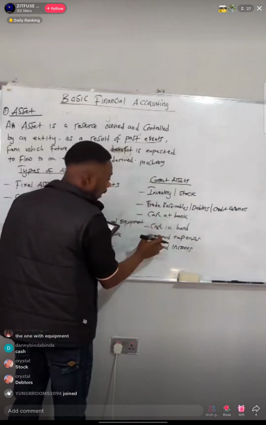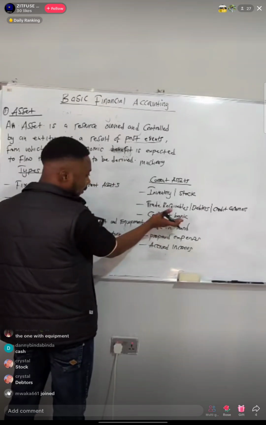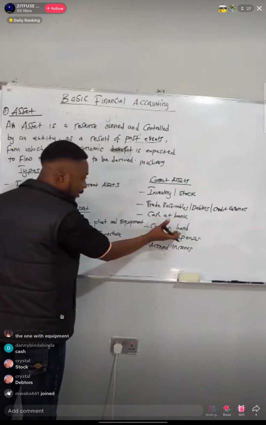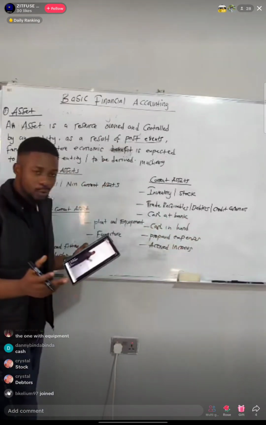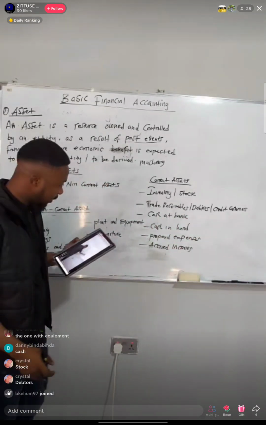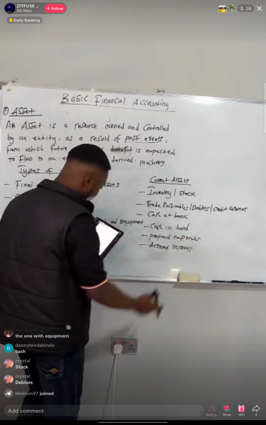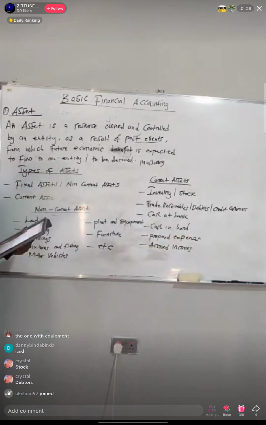And then cash at bank. This is the cash that you save at the bank as a business, where you bank the money. And cash in hand is your petty cash, the one you use for the day-to-day operations of the business. And then you also have prepaid expenses.